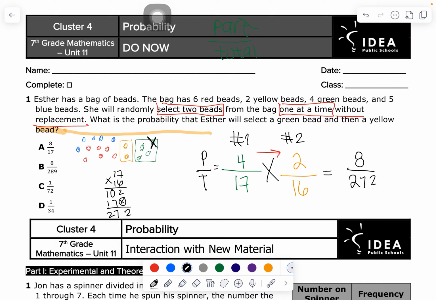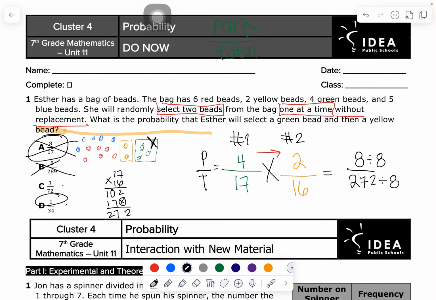Now, can I simplify this? Yes. Let's divide, because look at your denominators. For sure, we are dividing the denominator, and 8 divided by something is not going to be 8 unless we do 1. So this is not going to be an option. Same thing for B. So it's either 1 over 72 or 1 over 34. So let's simplify. To make our numerator 1, we need to divide by 8 on both sides.